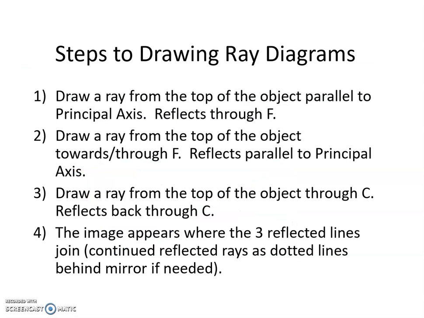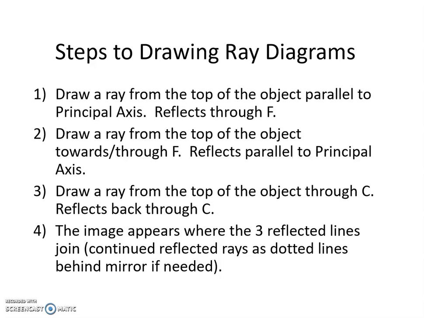Step 3 says draw a ray from the top of the object through C, reflect it back through C. And it goes on to say that the image appears where the three reflected lines join. We're going to continue them as dotted lines behind the mirror if needed. That will be for another example. Let's do this last line now.